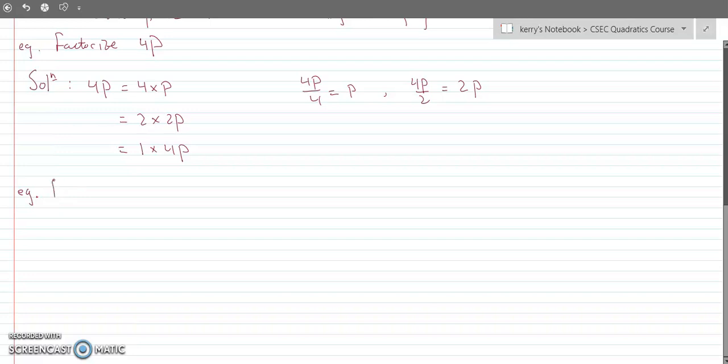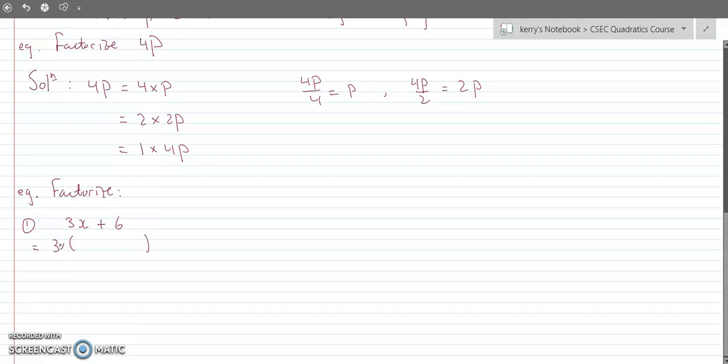So let's see, if I ask you to factorize 3x plus 6. Now we have to think, once you see this addition or subtraction, you have to think of a number or a term which could divide both 3x and 6. Right? So let's see what that could be. I know that 3 could divide both 3 and 6. Good? So let me show you what we do.